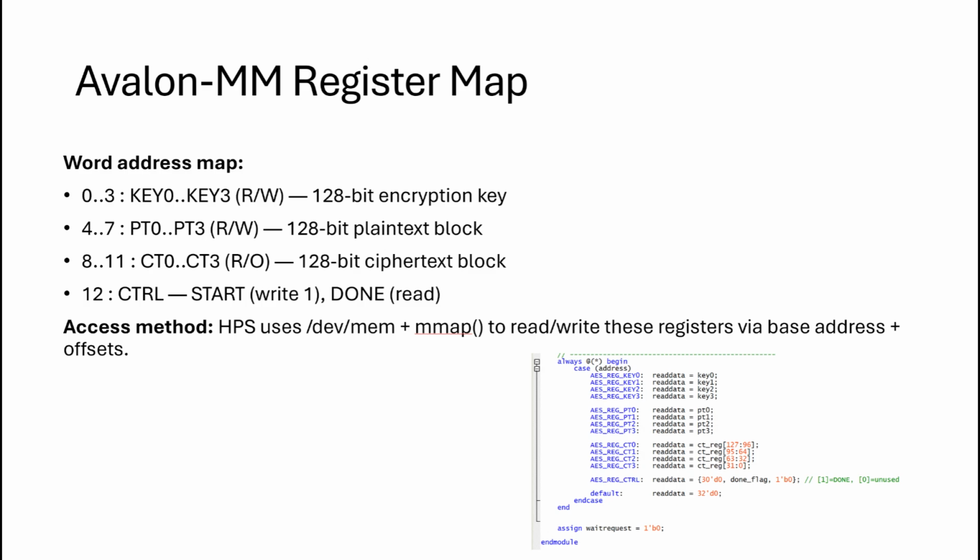And here's the register map used to communicate with the FPGA AES block. We use word addresses from 0 to 12. 0 to 3 are KEY0 to KEY3. 4 to 7 are PT0 to PT3. 8 to 11 are CT0 to CT3, as read-only ciphertext registers. And 12 is CTRL for the start and done. On the HPS side, we use /dev/mem and mmap to access these registers using the base address plus offset.